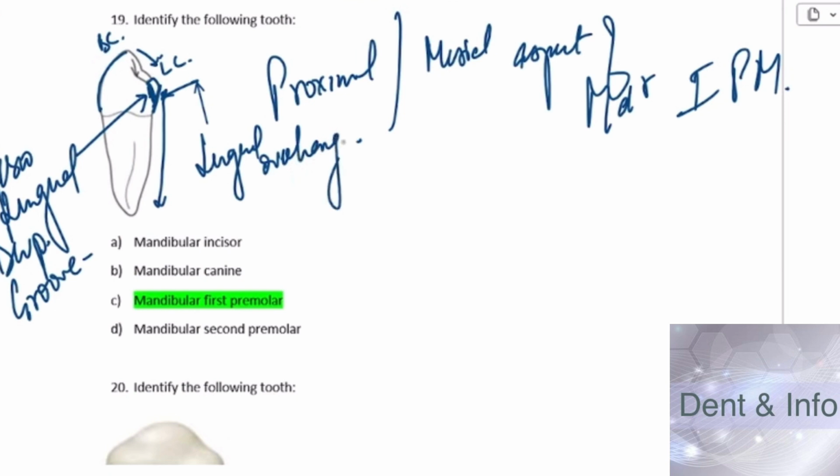The part of the crown which is not supported by the root goes slightly outside the root because of the lingual tilt. So this is lingual overhang.